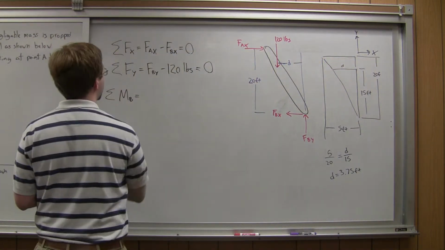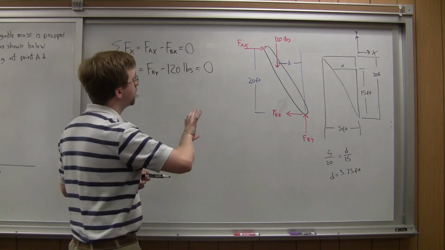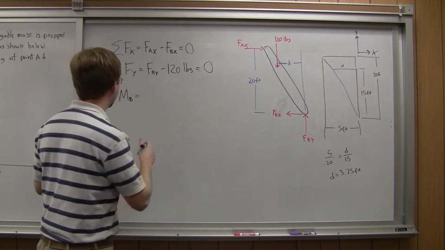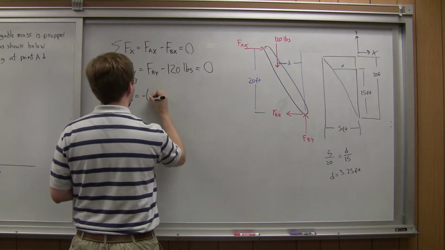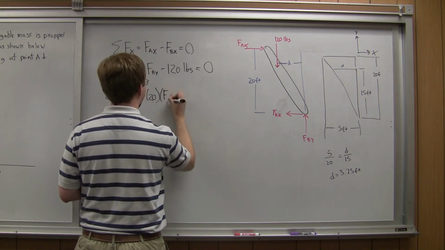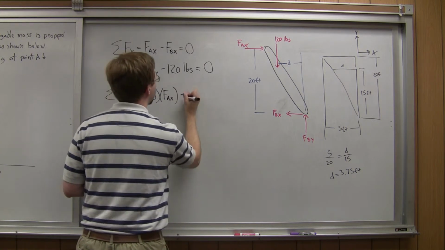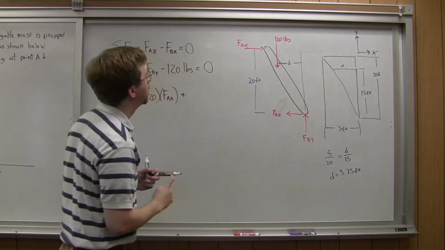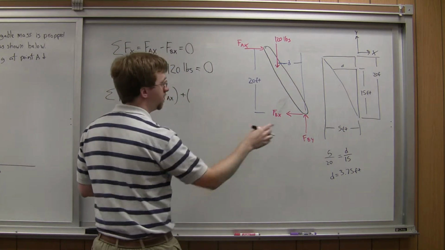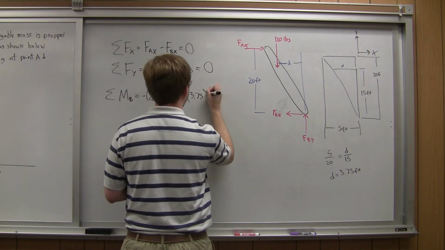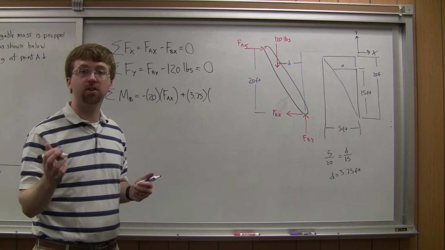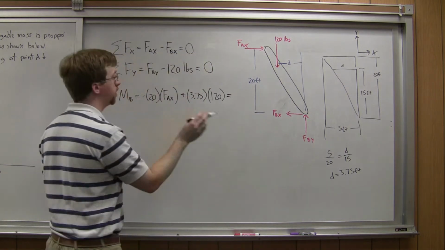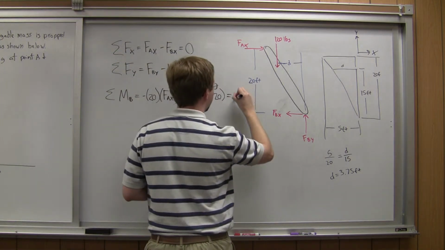So now I've got distance D. I can bring that back over to my moment equation. So again, FAX, so force times distance, and then it's a negative moment, so negative 20 times FAX, plus, as this 120-pound force is causing a positive moment with the right-hand rule, plus the distance D, so 3.75, times the magnitude of my force, 120 pounds. Those are the only two forces causing moments, and that whole thing is equal to 0.